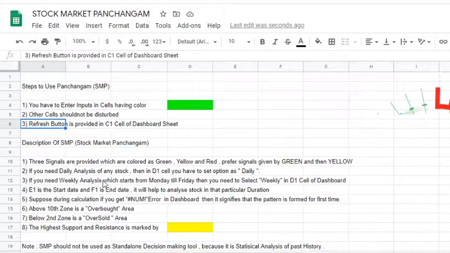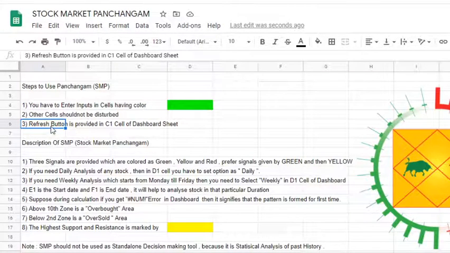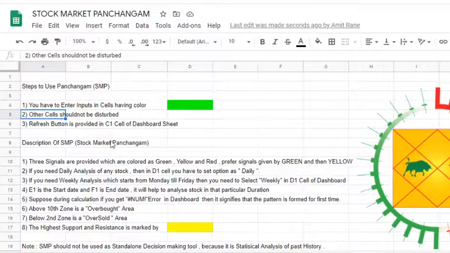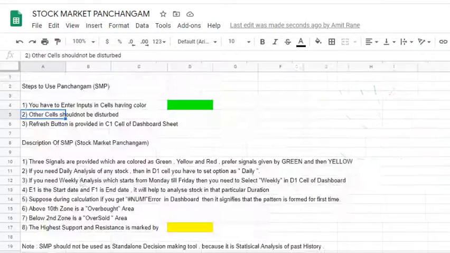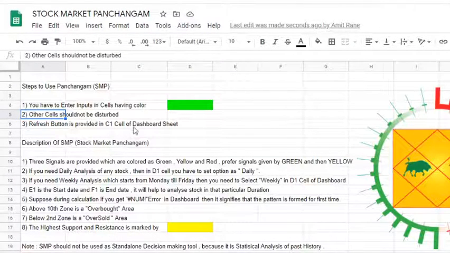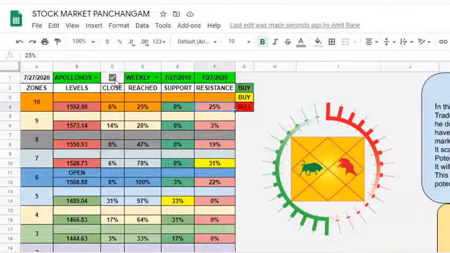We will go to the instruction sheet first. They have mentioned that cells other than the input cells should not be disturbed. Other than the input cells, no other cell should be used for feeding any data. Please remember this. Then a refresh button is provided in C1. In case the data is not extracted or there is some error in reading, just activate this button. Once this button is activated, the complete data is refreshed.